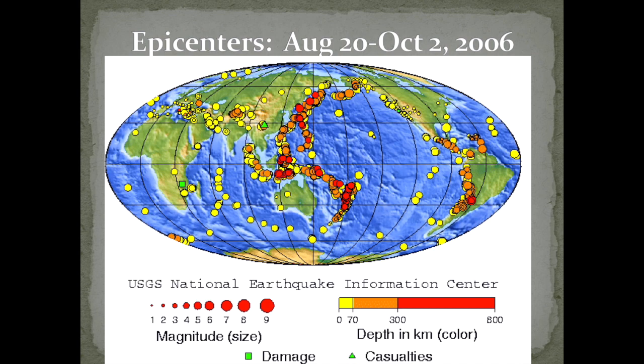So as we look at this graphic, you'll notice that the date is August 20th through October 2nd, 2006. Notice the clustering, the grouping of these earthquakes throughout just this short period of time. Notice the depth of where the earthquake is occurring, again, the actual focus. And then also look at the magnitude and the amount of damage that you're seeing there.